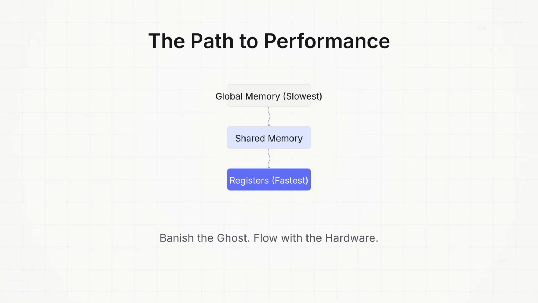To banish the memory ghost, remember the golden rules. Coalesce your global accesses, avoid shared memory bank conflicts, and keep your occupancy high enough to hide the inevitable latencies. The next time your kernel feels slow, don't just reach for more math, look at the data. Because in the world of the GPU, the fastest calculation is the one that never had to wait for its data.